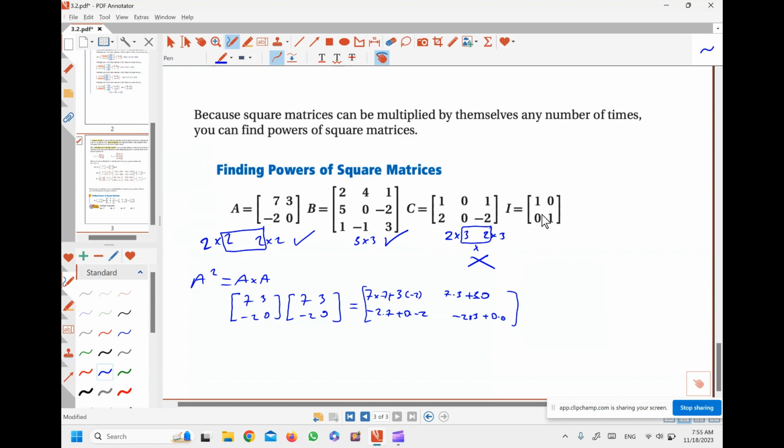What about I? I is also a square matrix, so we can do this multiplication. We can multiply I by itself as many times as we want. So taking powers of I, say I squared, I cubed, I to the fourth, they're all equal to each other. Since multiplying any matrix by I results in that matrix, multiplying I by itself also results in I itself. So we don't have to do the calculation. I to the power of any number is I itself.